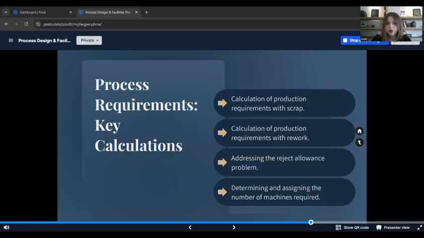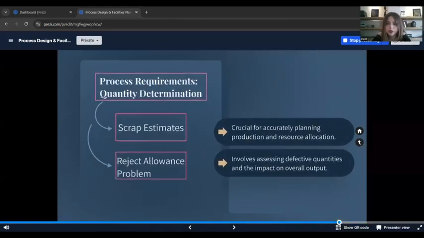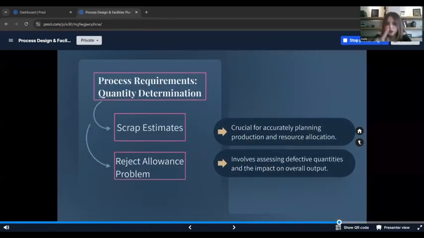Process requirement calculations include production requirement with scrap, with rework, the reject allowance problem, and finally determining the number of machines needed. Quantity determination is crucial for resource allocation. We must estimate scrap and solve the reject allowance problem, especially when defects occur randomly and the cost of scrap is high.